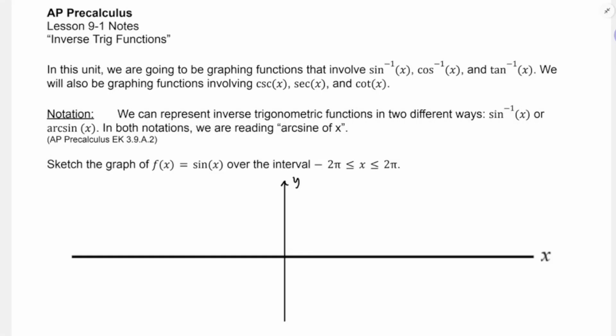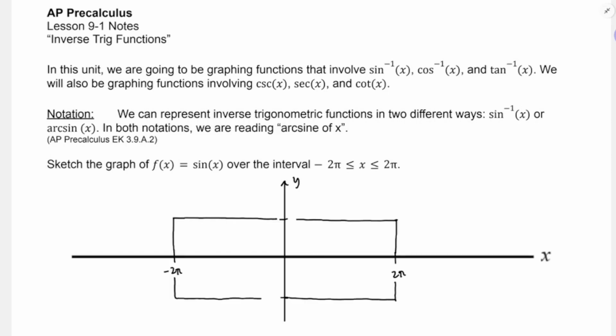Okay, so I'm going to start by sketching the graph of f of x equals sine x over the interval negative 2 pi to positive 2 pi. I'm going to start by drawing a window, and I'll point out that the upper and lower y levels are going to be 1 and negative 1, and that's going to be important for us later. Then I'm just going to sketch the graph from 0 to 2 pi, and then from negative 2 pi to 0, and then I'll have myself a sketch of the graph of f of x equals sine x.